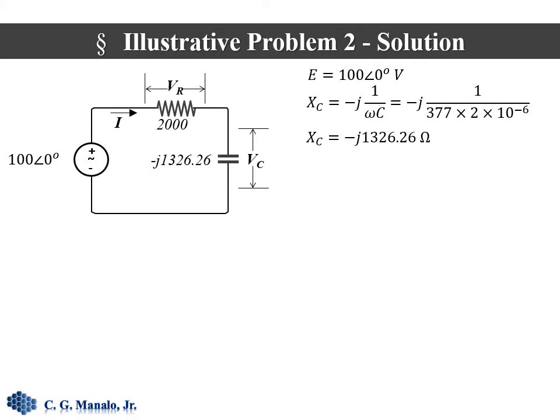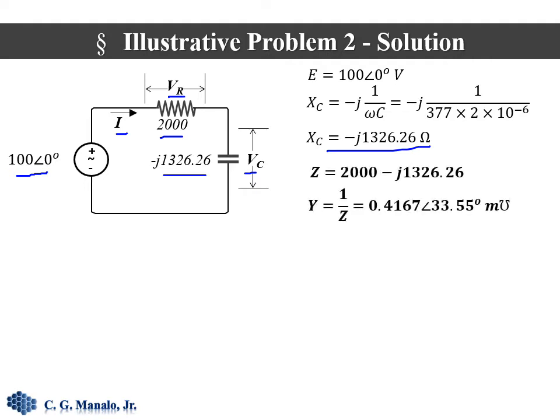Okay, so the first step is to convert the circuit into a phasor equivalent. So this is the source, this is the resistance, it's still the same, and this is the capacitor. This is the transformation to phasor equivalent. Notice that we've replaced the lowercase quantities with uppercase, so V sub R, V sub C, as well as the steady state response I.